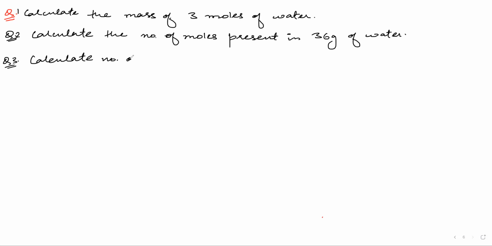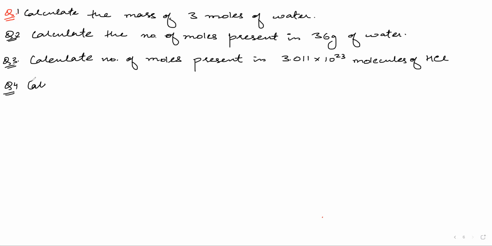Question 3: calculate the number of moles present in 3.011 into 10 to the power 23 molecules of HCl. Question 4: calculate the mass of 4 moles of H2SO4.